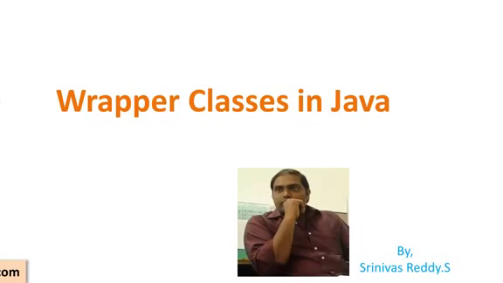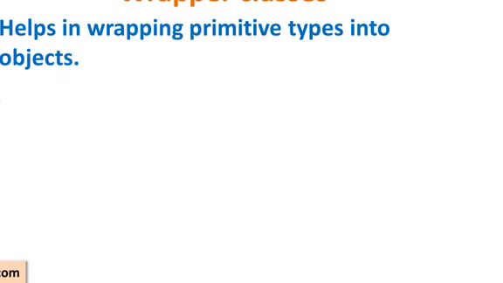So let me give a small introduction about wrapper classes here. Wrapper classes help in wrapping the primitive data types into objects. You should remember an important point here: the primitive data types in Java are not objects. They are implemented like C data types. That's the reason why Java is said to be only 99% object-oriented rather than a 100% object-oriented programming language.